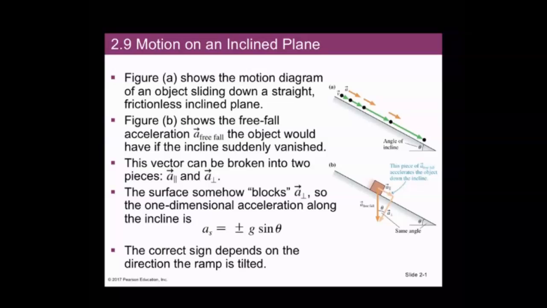Now let's try to understand where this relationship, a sub s is equal to g sine theta, comes from. We see that theta, shown here, is also indicated as the angle between the perpendicular component and the a free fall vector.